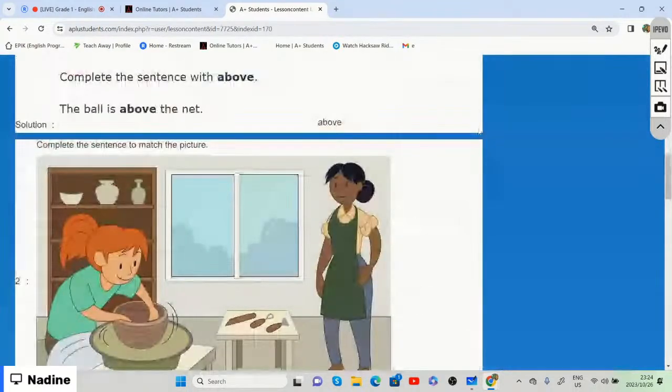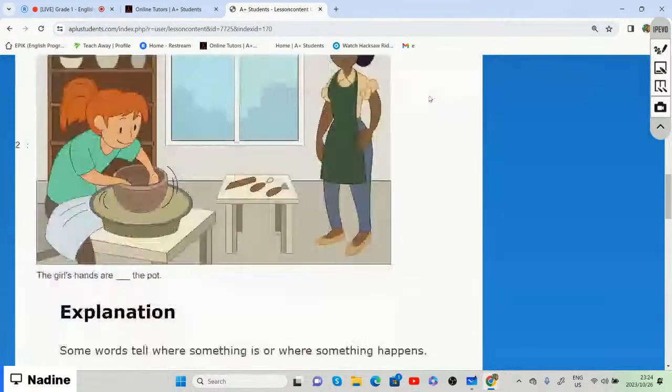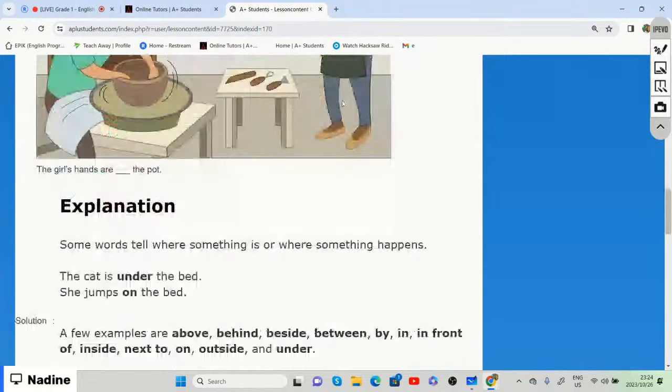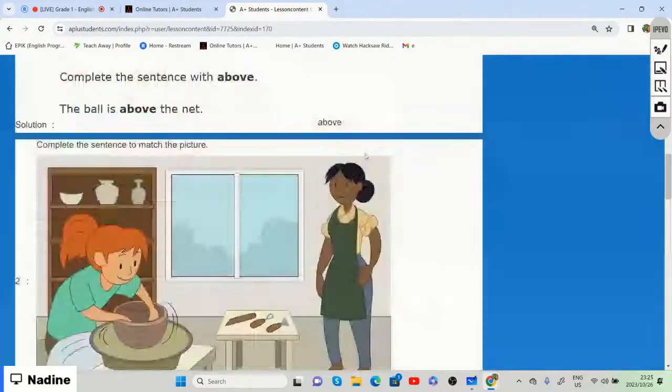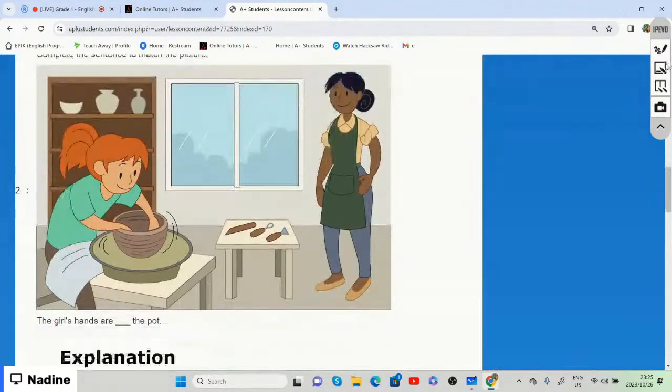So we need to complete the sentence to match the picture. The girl's hands are in the pot. So the girl's hands are in the pot. So she's helping with the clay pot, so she's making a pot. So we can say the girl's hands is inside.